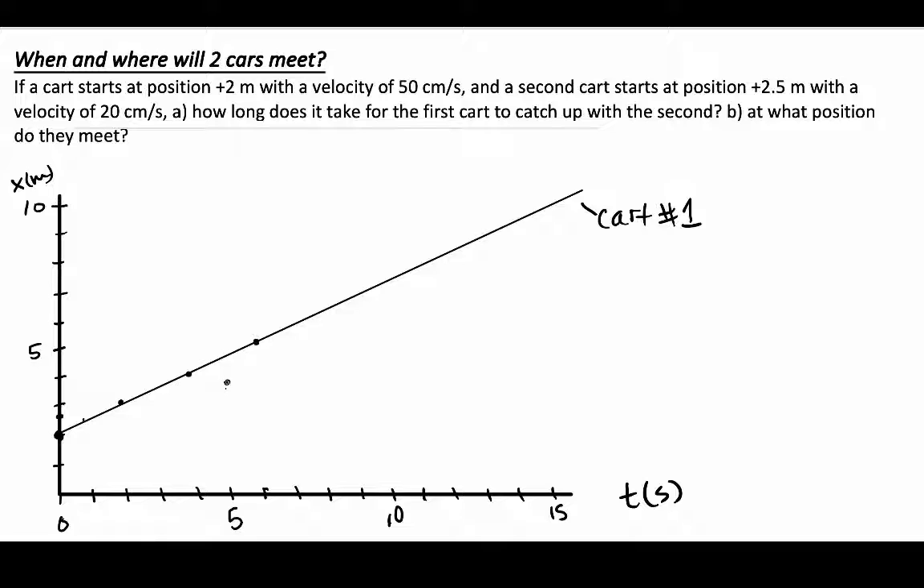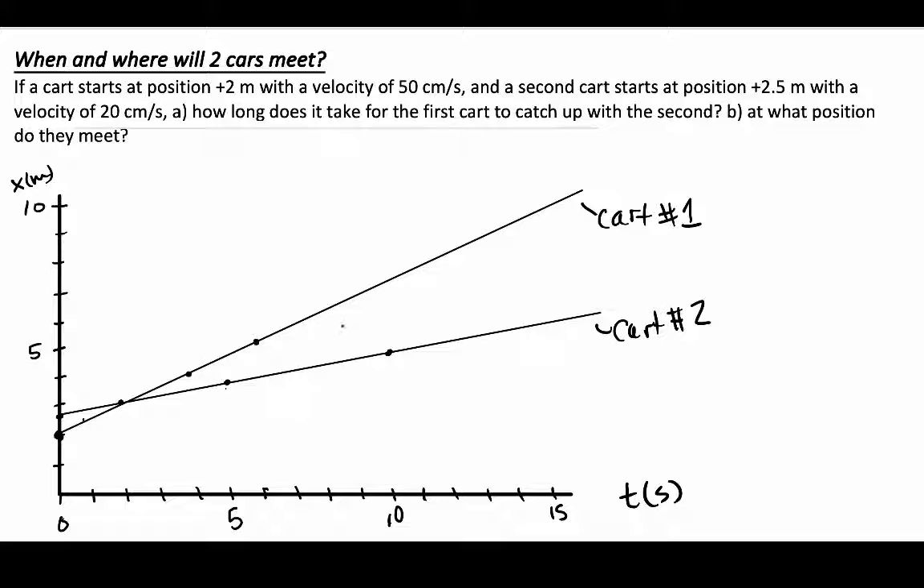It's about right there. Okay, and then another 5 seconds gets me another meter. So then I should be at 4.5 at 10 seconds. I think that's about there. And let me go ahead and draw my line. Okay, so I have my two lines drawn to represent both of my carts.